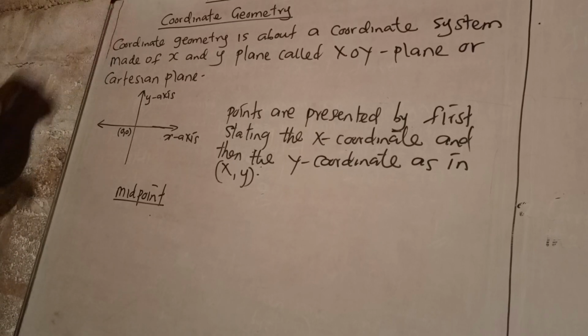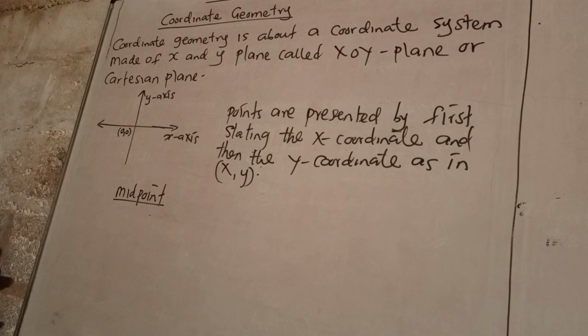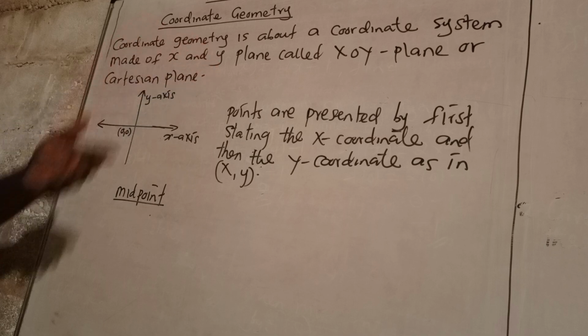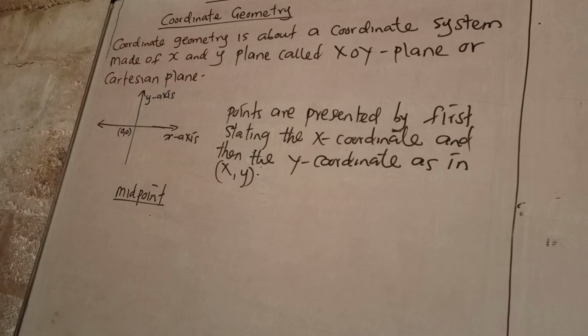This is mathematics and coordinate geometry, Paper 1, which means we're not supposed to use the calculator. Coordinate geometry is about a coordinate system made up of the x and y plane, also called the Cartesian plane.